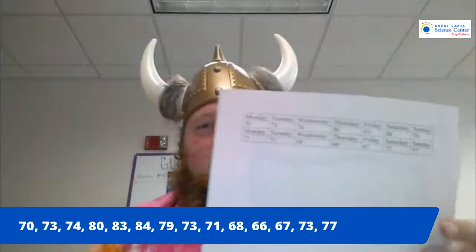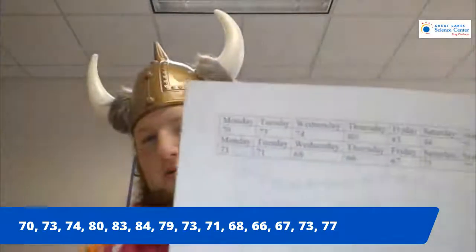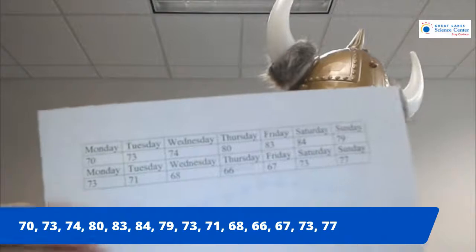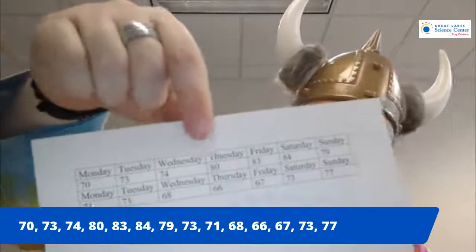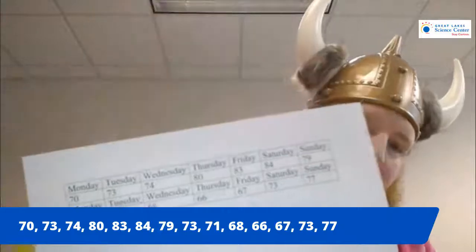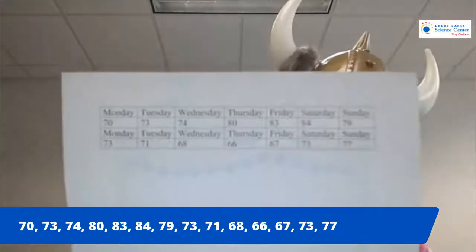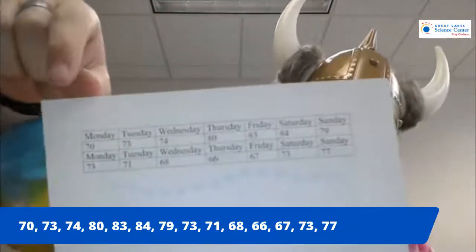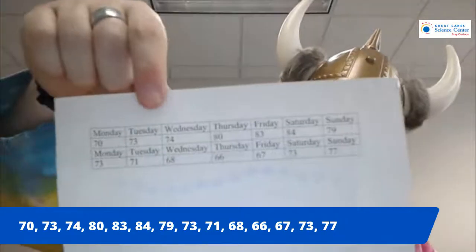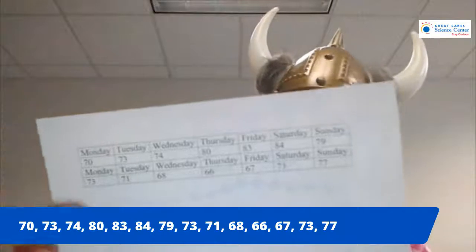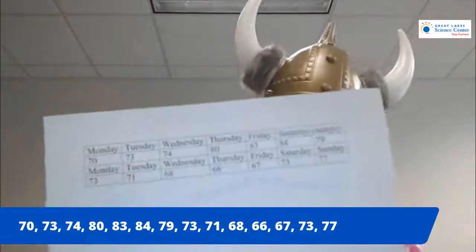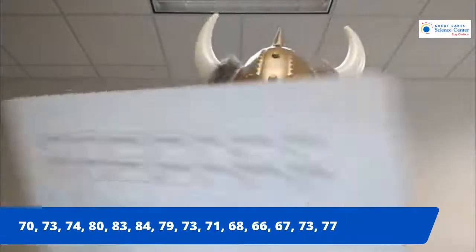So to start off, I have made a table. This table displays our numbers as they correlate to what days match our numbers. So on Monday, it was 70. Tuesday, 73. Wednesday, 74. So on and so forth, up until next week and next week's data. So now we have some context.